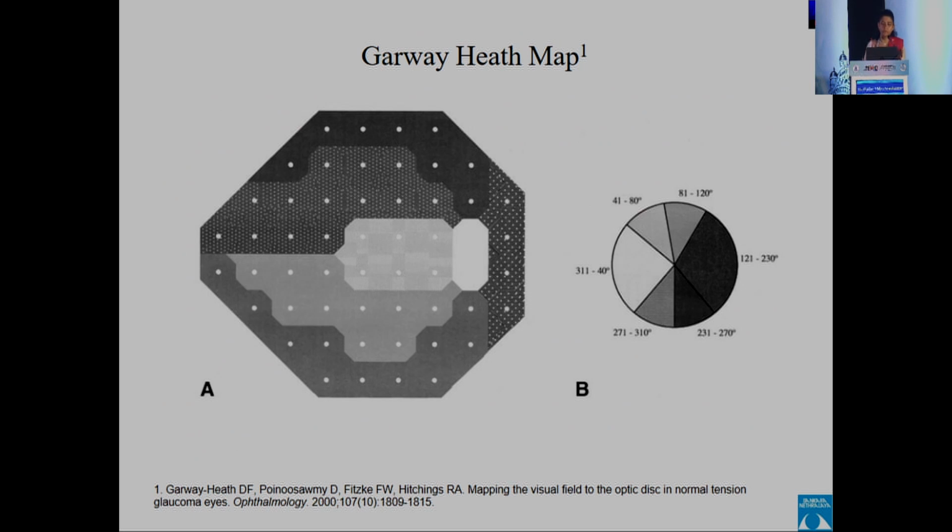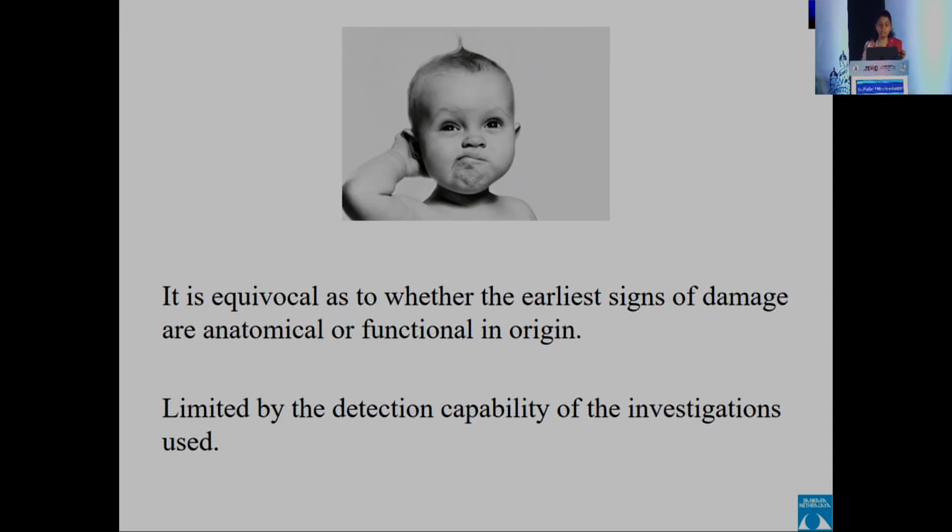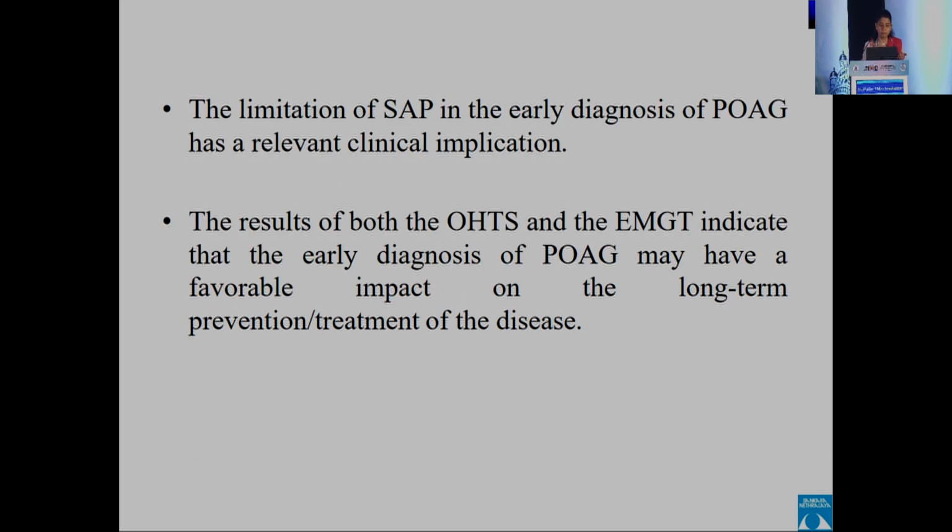When we decide to study structure function, the first map that comes to our mind is the Garway-Heath map, who have tried to correlate the different sectors of the optic nerve to the corresponding points on the visual field. The question remains, which comes first? So it is equivocal as to whether the earliest signs of damage are anatomical or functional, and this will be limited to the detection capacity of the investigations that we use, and it will keep changing depending on the different investigations that keep coming up in the near future.